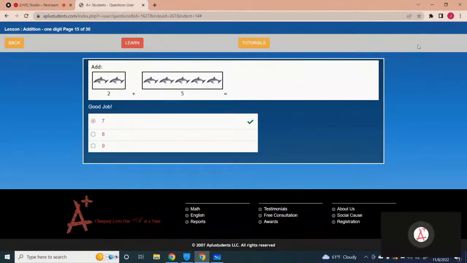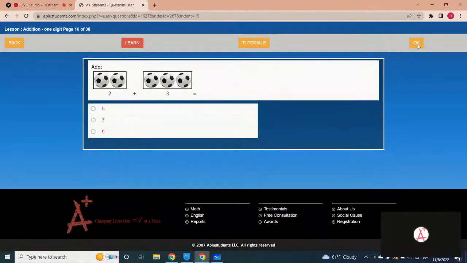The next one is 2 plus 3. So 2 plus 3 makes, yes, 2 plus 3 makes 5. Very good. Okay, you can complete the test by yourself later today.